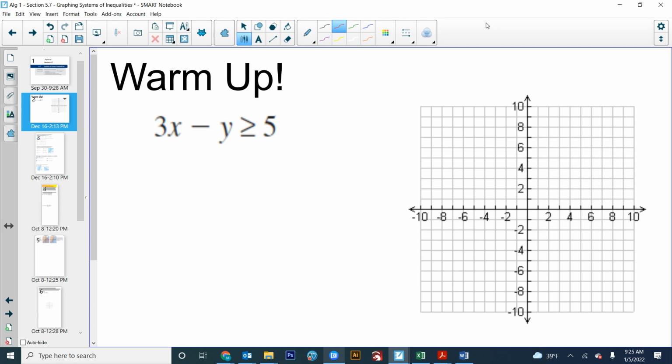All right, guys, what's wrong with this warm-up problem? Why can't we graph it? Zach? It's not solved for y. We gotta solve it for y. I don't know what the slope is. I don't know what the y-intercept is yet. Okay, so what's my first step, Zach? Subtract 3x.